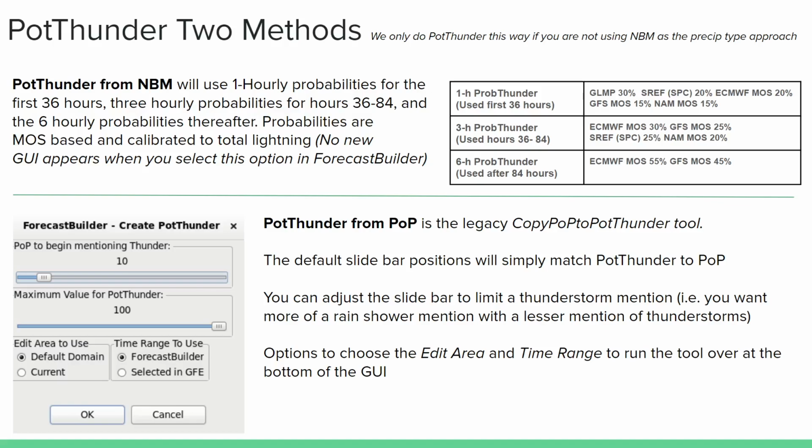Second is pot thunder from POP. All that does is simply run the copy POP to pot thunder tool, the legacy tool. The default slider bar positions will simply match pot thunder to POP. If you want to adjust that slider bar to limit a thunderstorm mention, say you want rain showers to be more predominant, then we need to bring that max value for pot thunder to below your highest POP.